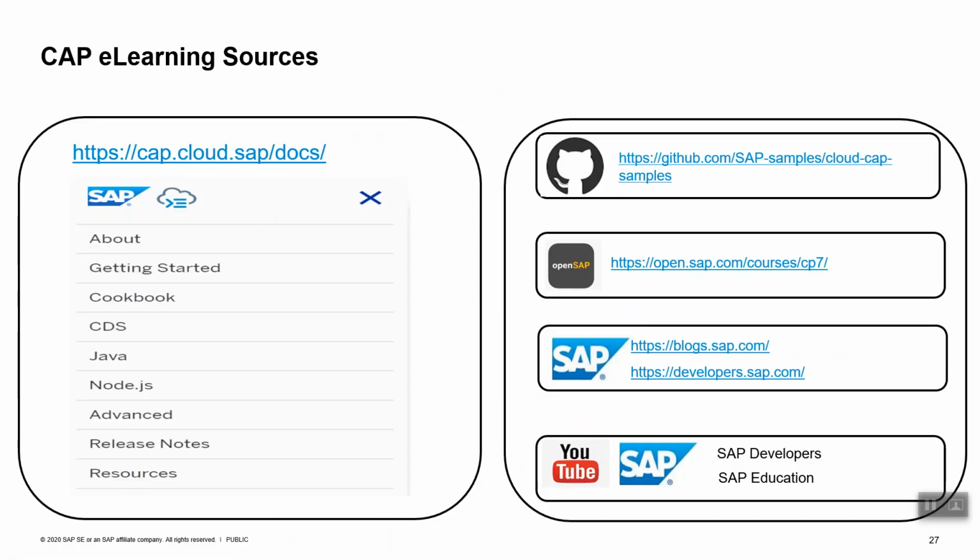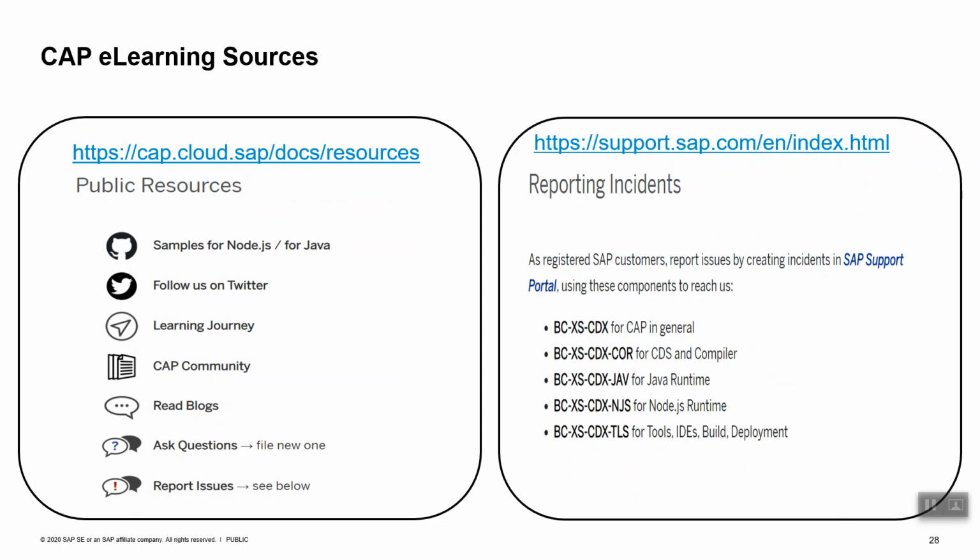You can learn more about CAP technology from the official documentation, or there are many samples available in the SAP samples directory. You can also go through this openSAP course, our SAP blogs, and additionally SAP Developers has official YouTube channels. You can go through their channels also for more knowledge. So these are the additional resources. If you are an SAP customer, you can get support by using these components.